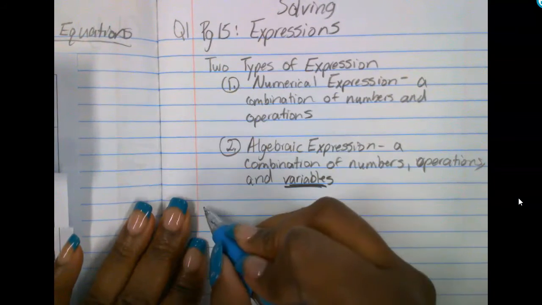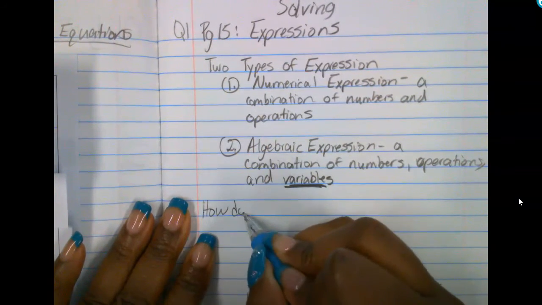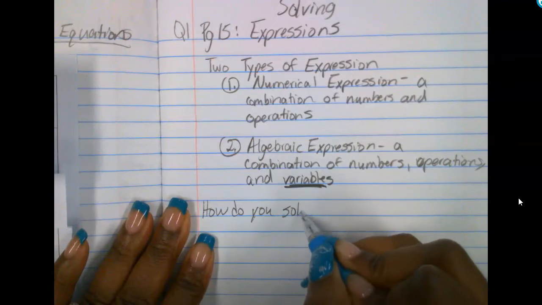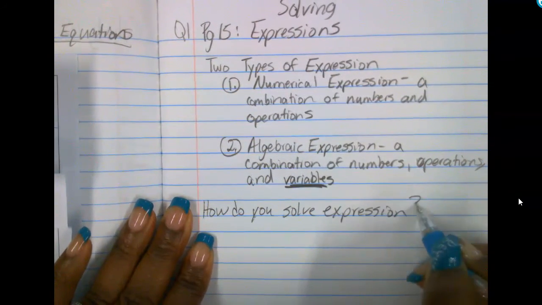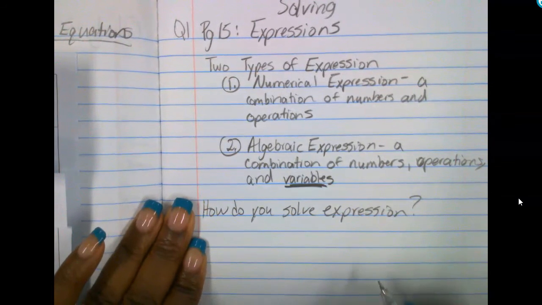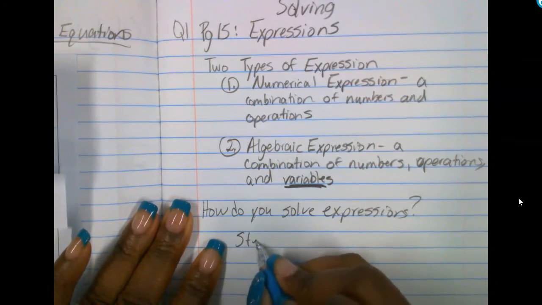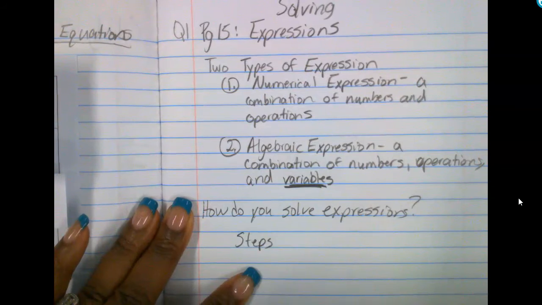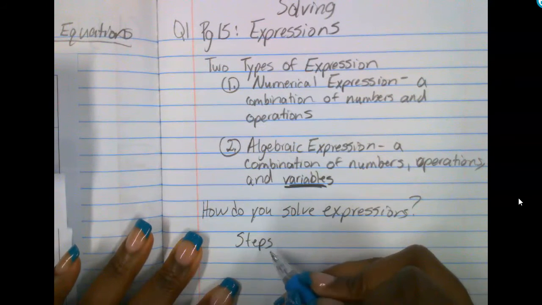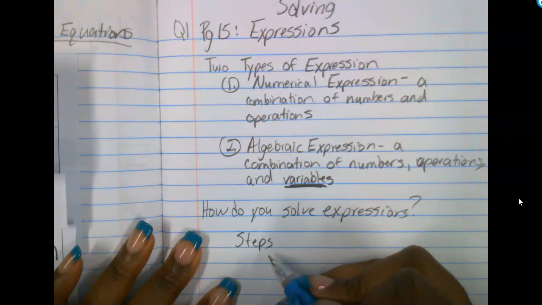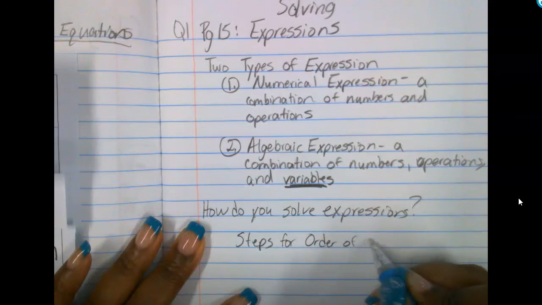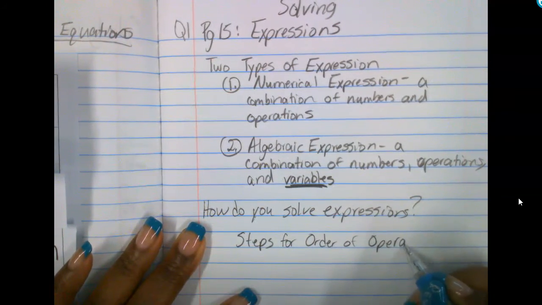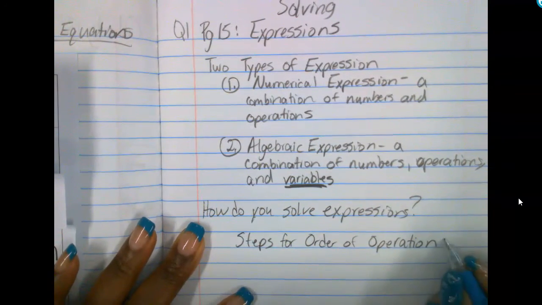All right? The big question is, how do you solve expressions? That's the huge $1,000,000 question. So these are your steps. In order to solve, you're going to use order of operations. This is how you solve it. You use your order of operations.